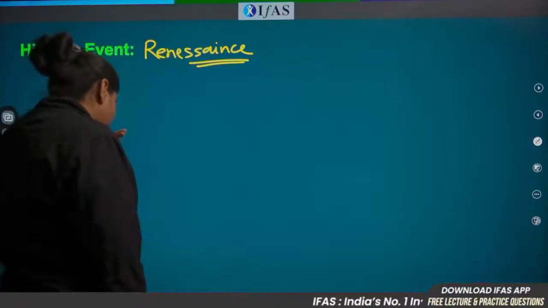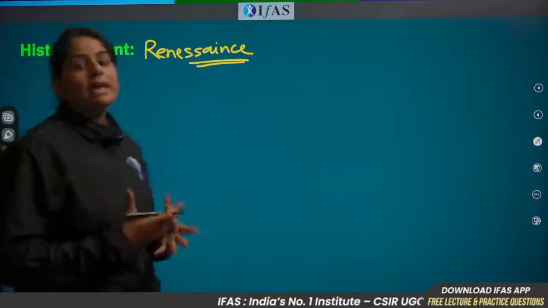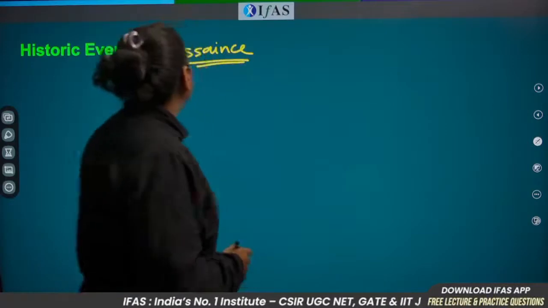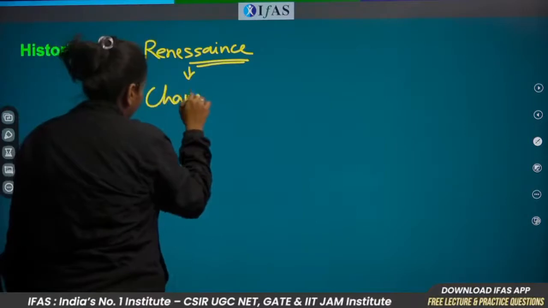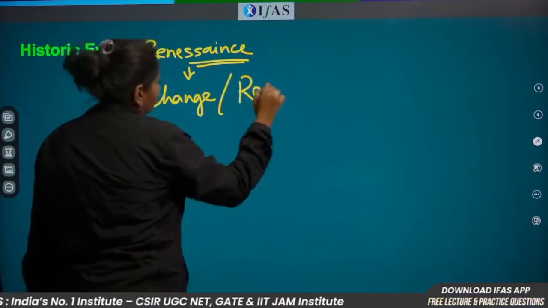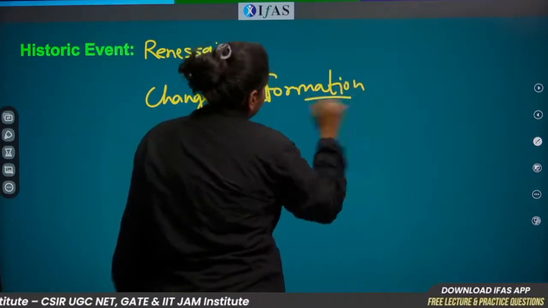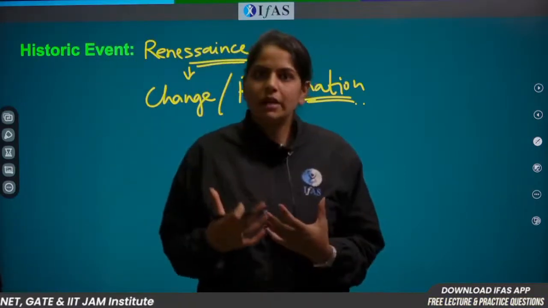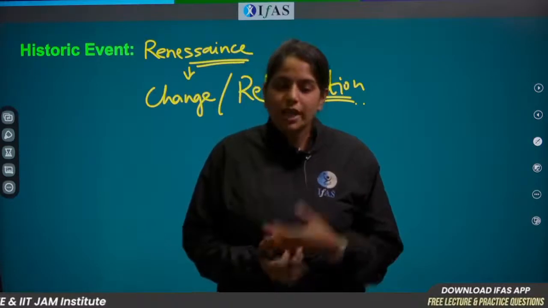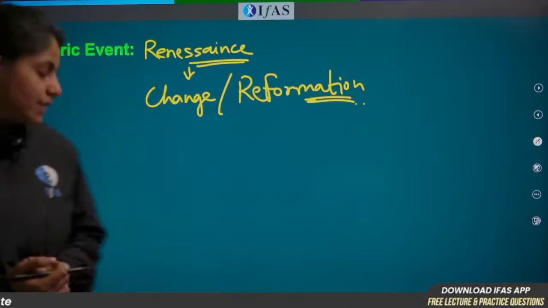Okay, and so when people started celebrating human beings, they started enjoying life, so that was the age. So you can call it Renaissance, which means change, reformation. So you will find a lot of change, a lot of reformation at this age. Okay, so that is why this age is called the age of the Renaissance.